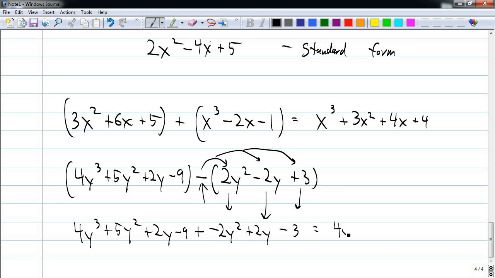And then I collect like terms. 4y to the third has no like terms. 5y squared and negative 2y squared is positive 3y squared. 2y plus 2y is 4y. Negative 9 plus negative 3 is negative 12. Okay, and there we go. I'm collecting like terms. All right, so hopefully this jarred your memory.